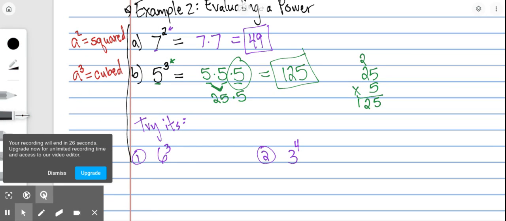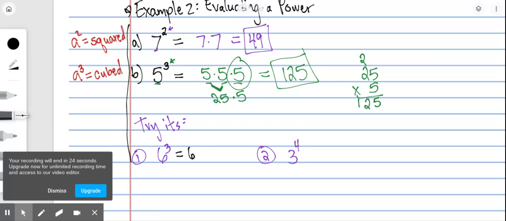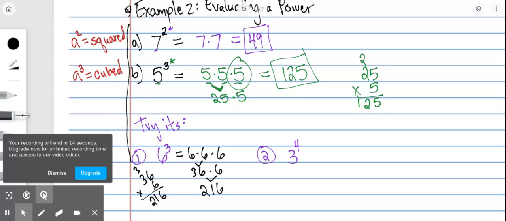All right, you should have paused this. Now I'm going to do this. 6 times 6 times 6. I know 6 times 6 is 36, and 36 times 6 is 216. Now I'm going to go on to 3 to the fourth. I've got 4 groups of 3 multiplied together, which is 9 times 9, and then 81. That's my final answer for those. Hopefully you got those. Nice job, you guys.